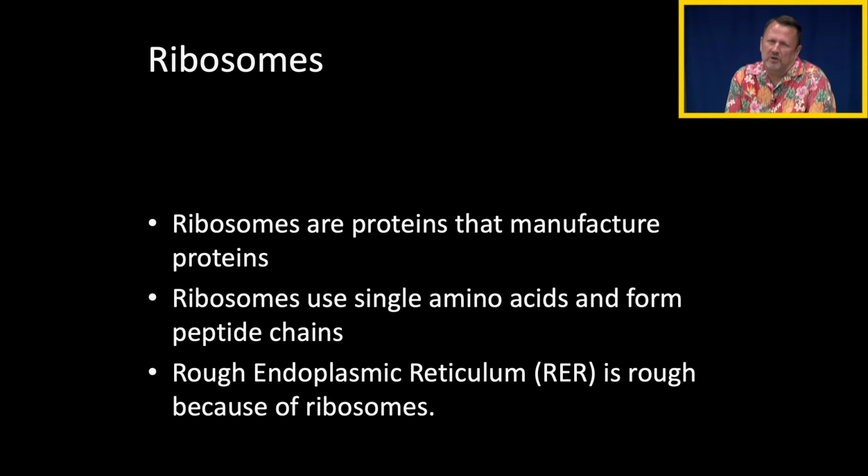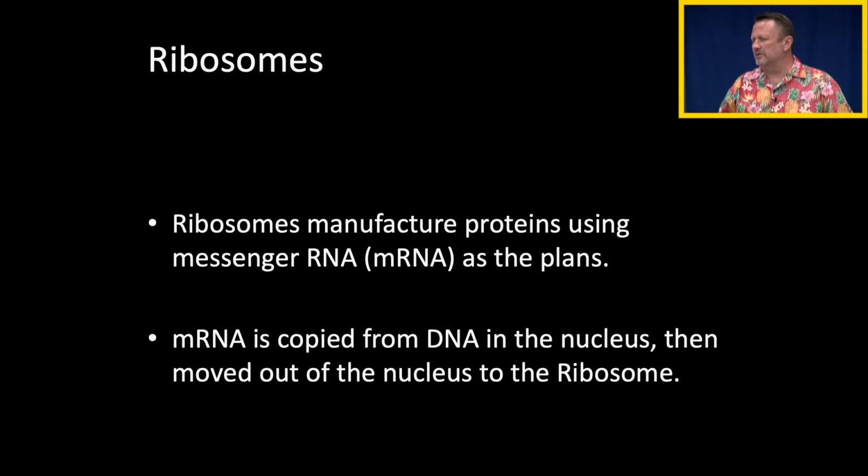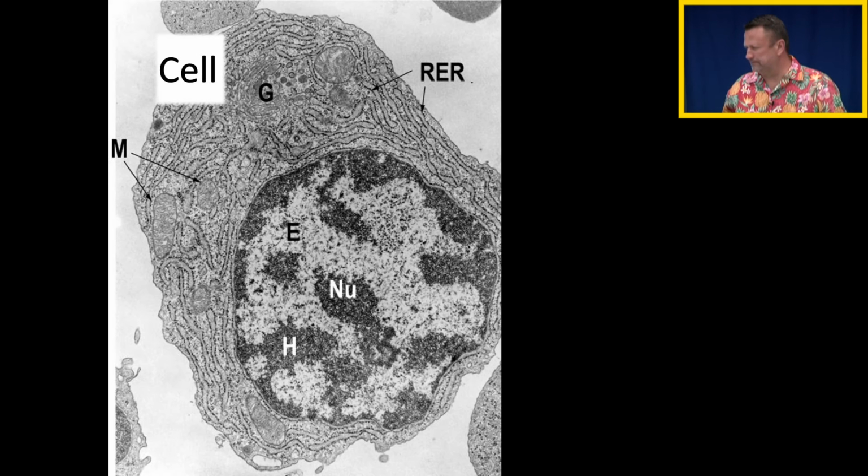Let's talk about ribosomes. Ribosomes are proteins that manufacture proteins. Ribosomes use single amino acids and will form peptide chains. Remember, rough endoplasmic reticulum is rough because of ribosomes. So again, ribosomes are proteins that manufacture proteins, using messenger RNA, mRNA, as the plans. So mRNA is copied from the DNA in the nucleus and then moved out to the ribosome.